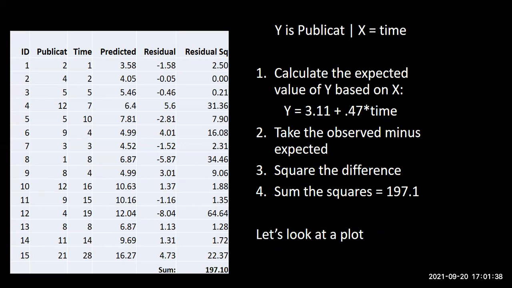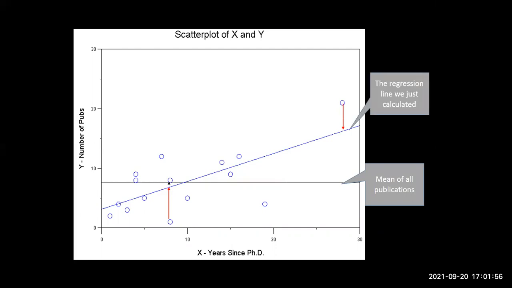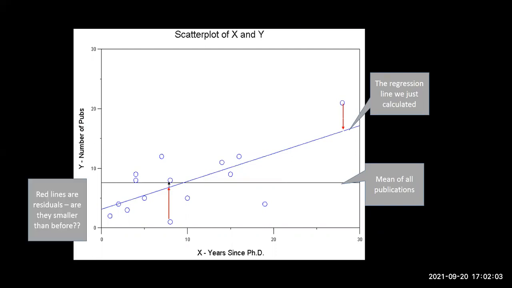So now let's take a look at this scatter plot. So here is the new plot with the new line in it based on time and with our predictor in it, our full model. So once again, I have the mean of all publications right here. This is the new regression line we just calculated with the slope in it. The red lines are still residuals. Do you see that they look a little bit smaller than they did before?